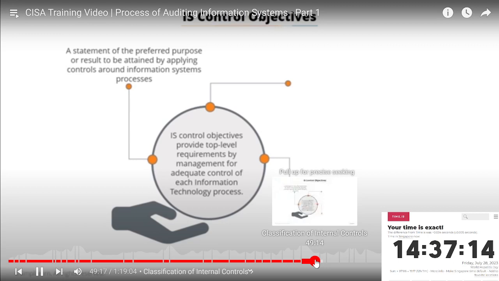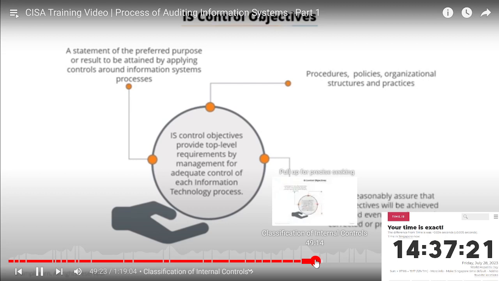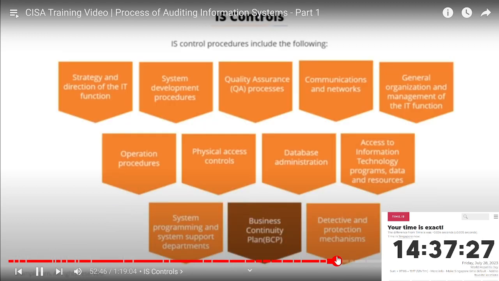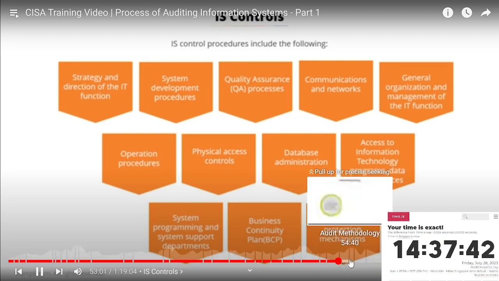IS control objectives are also procedures, policies, organizational structures, and practices, anything that's intended to reasonably assure that enterprise objectives will be achieved while undesired events are prevented, detected and corrected. Are the controls appropriate and sufficient to support this particular business process? Do we have detective and protection mechanisms? All of these questions need to be addressed when looking at each and every IS control during the audit.